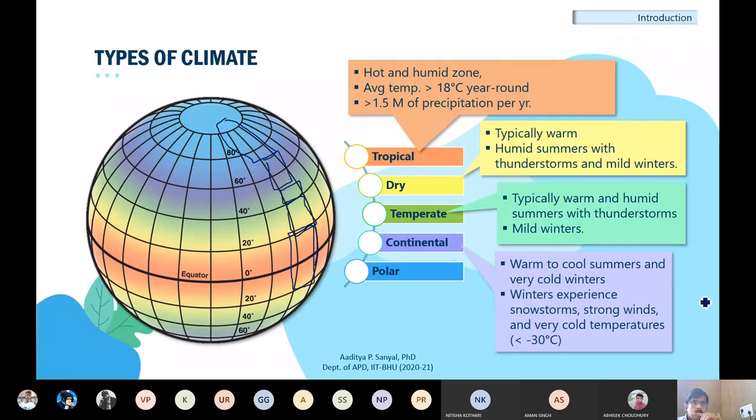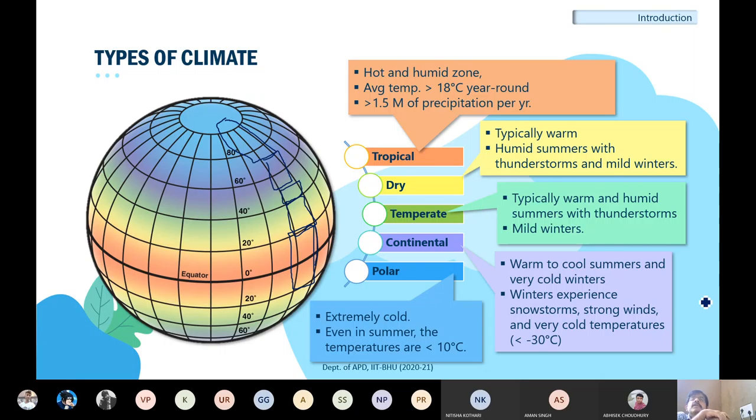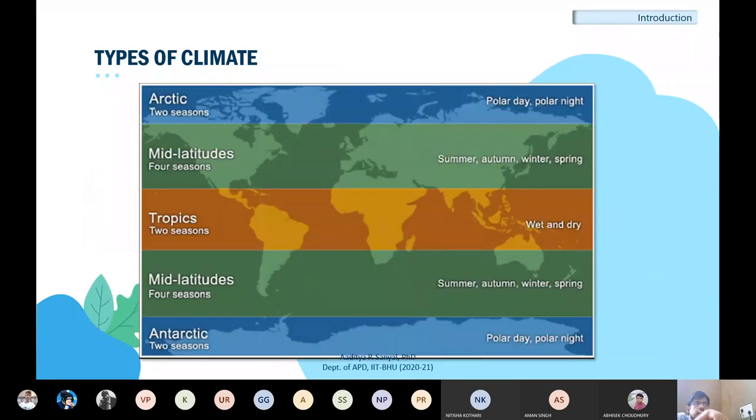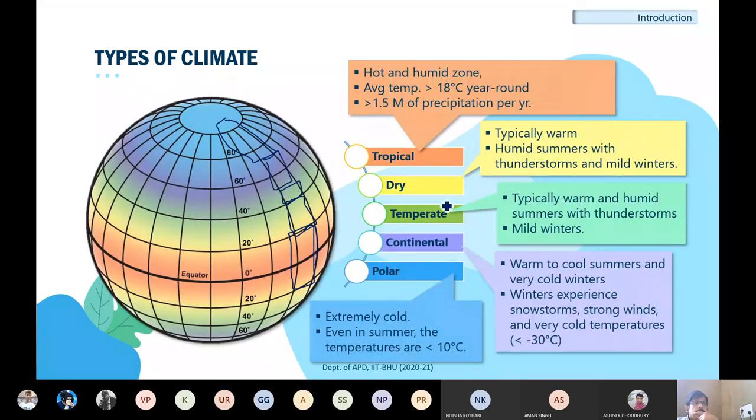The temperate climate is typically warm and humid with thunderstorms and mild winters. Continental has warm to cool summers and very cold winters, and the winters experience snowstorms, strong winds, and very cold temperatures below even 30 degrees Celsius. In the polar regions, temperatures are less than 10 degrees Celsius and extremely cold. Now, these are not specific demarcations. They will merge into one another. There is a sort of continuity if you look closely here.